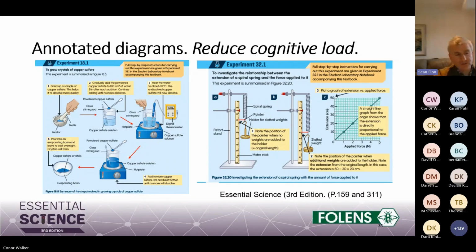These reduce cognitive load. It's difficult if you've got to read a paragraph and go back to the picture and back to the paragraph and back to the picture. Here, everything is on the one page, and David will talk to this later, that it's much easier for students to understand this, maybe particularly with students with dyslexia. So you'll find that in chemistry and in physics and in biology as well.